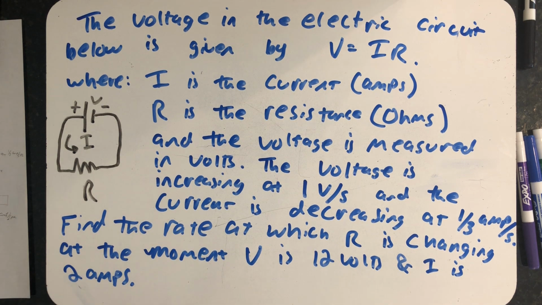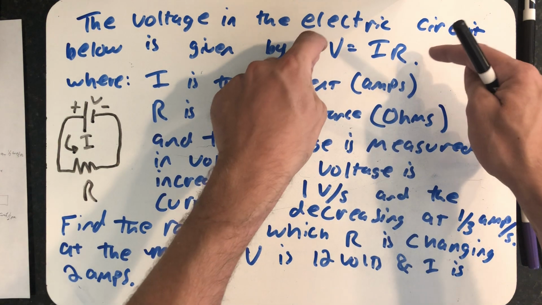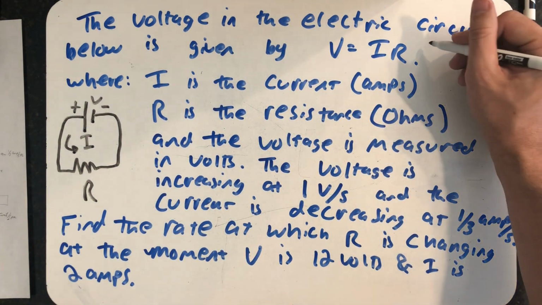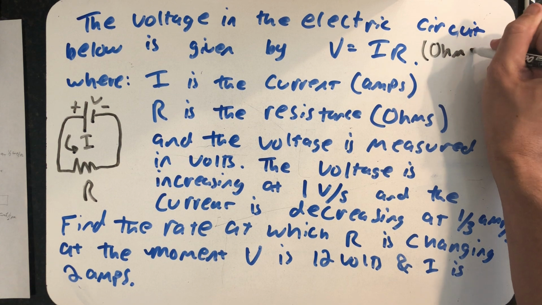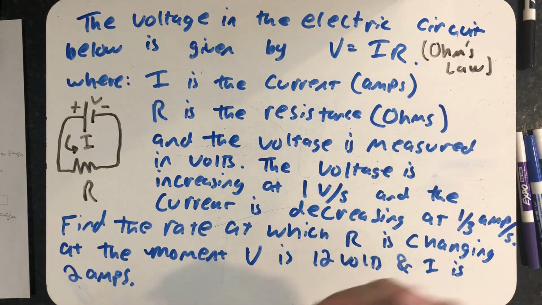The voltage in the electric circuit below is given by the equation V equals I times R. I is the current in amps, or amperes. R is the resistance in ohms, and the voltage is measured in volts. The voltage is increasing at a rate of 1 volt per second, and the current is decreasing at a rate of 1/3 amps per second. Find the rate at which R is changing. At the moment V, the voltage is 12 volts, and the current is 2 amperes. This equation, V equals I times R, is actually a very famous equation in physics. This is Ohm's law. V equals I times R.